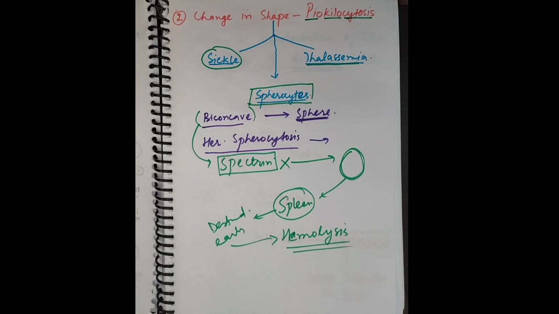These were some of the disorders of the RBC. In the next video, we will be discussing jaundice, a very important topic related to the RBCs and destruction of the RBCs.